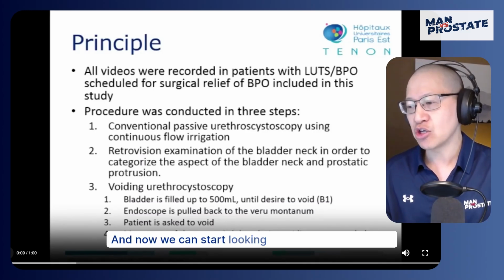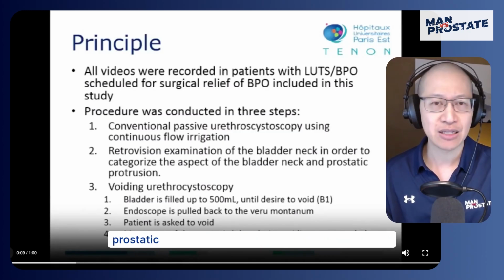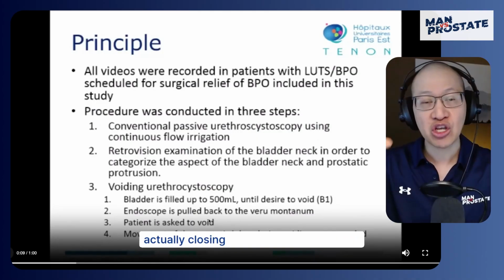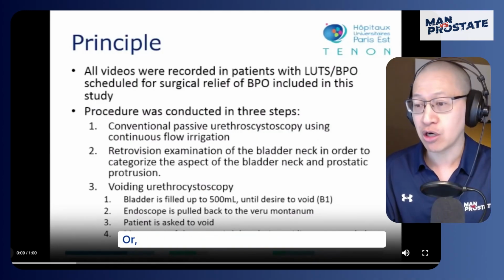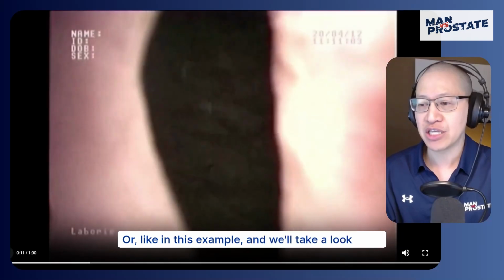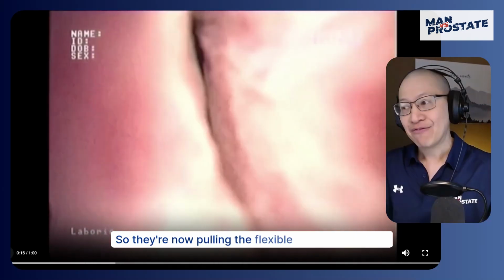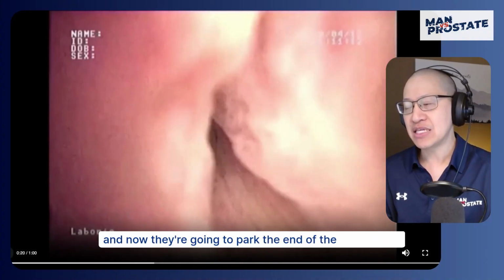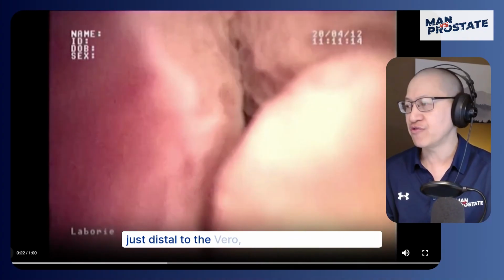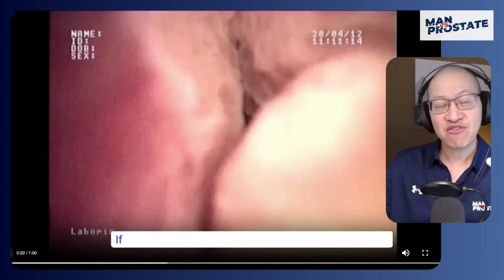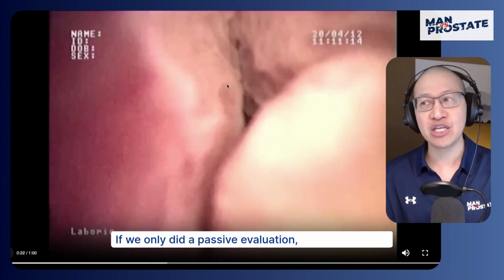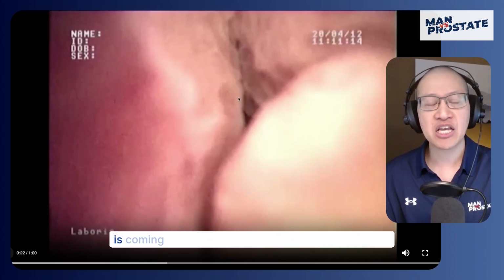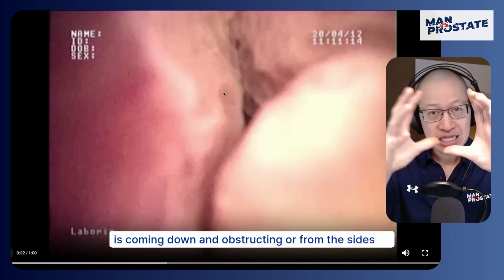And now we can start looking at the movement of the prostatic lobes to see what parts of that anatomy are actually closing off to create obstruction. Or, like in this example, they're now pulling the flexible cystoscope back, and now they're going to park the end of the cystoscope just distal to the verumontanum, and we can see that right there. If we only did a passive evaluation, it would look like the lateral lobes, maybe some of this anterior tissue, is coming down and obstructing, or from the sides as well.